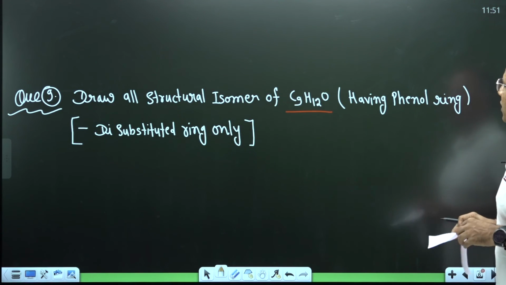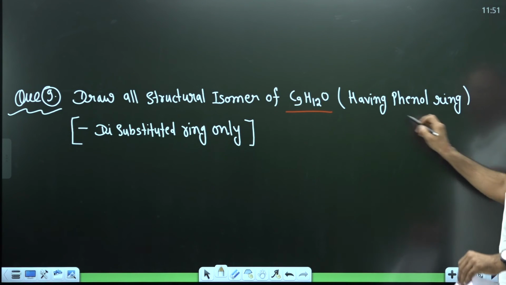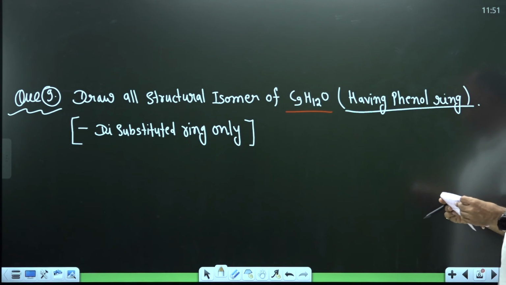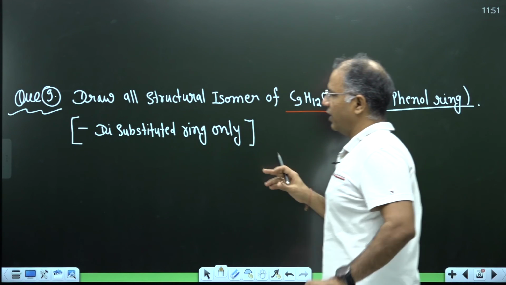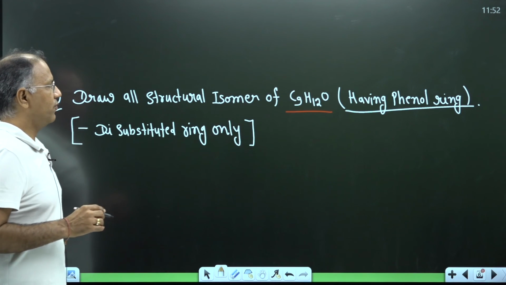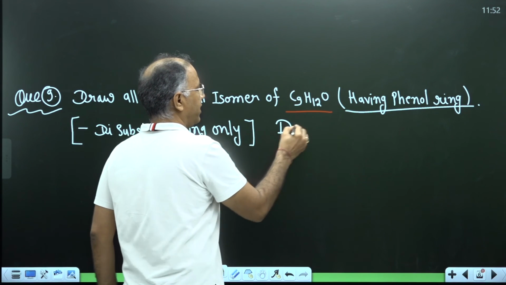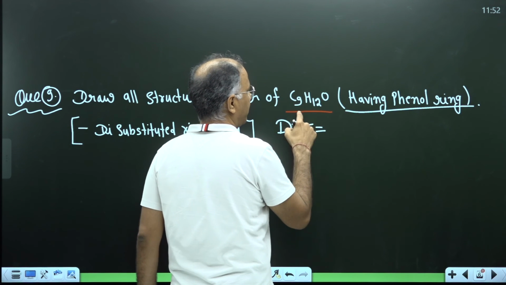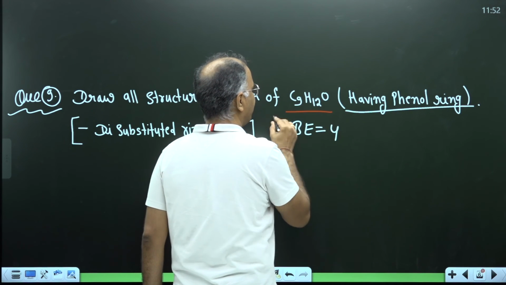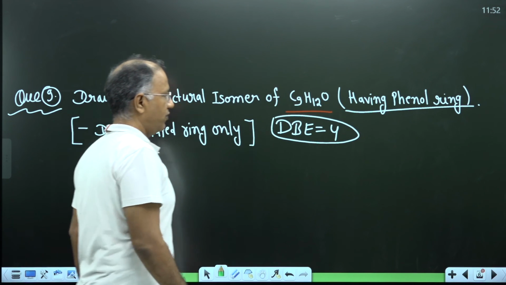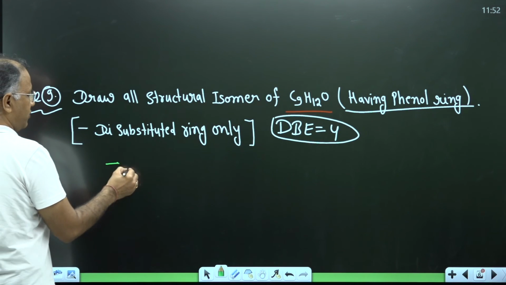Draw all structural isomers of C9H12 having phenol ring and disubstituted. We have to draw phenol and disubstituted. So what is the DBE? First of all, 9 plus 1, 10 minus 6, DBE is 4. We have to draw phenol and disubstituted.